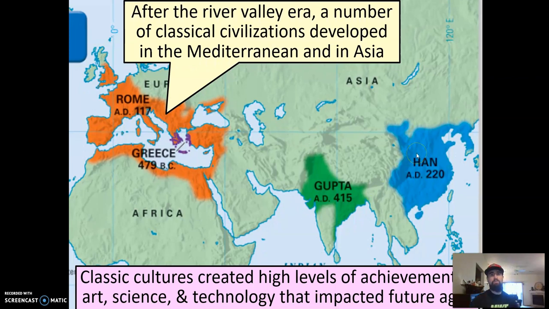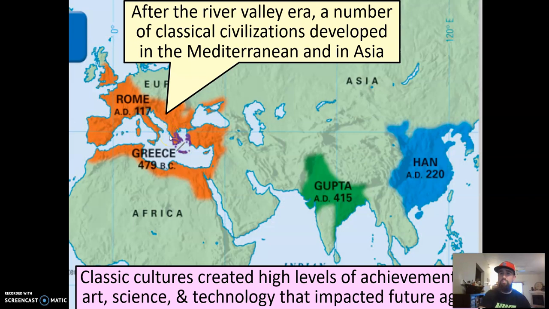Okay. So after the River Valley era, and again, when we're talking about the River Valley era, we were mainly looking at, with Mesopotamia, the Tigris and Euphrates. We talked about in Egypt, the Nile River. Rome had the Tiber River as well as the Mediterranean Sea here. Here's where Greece is located.